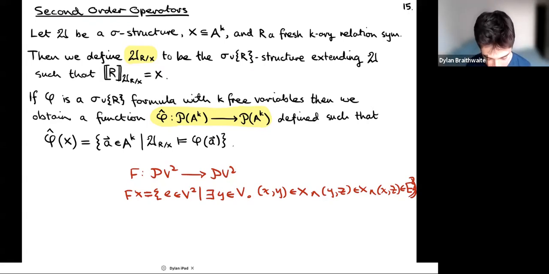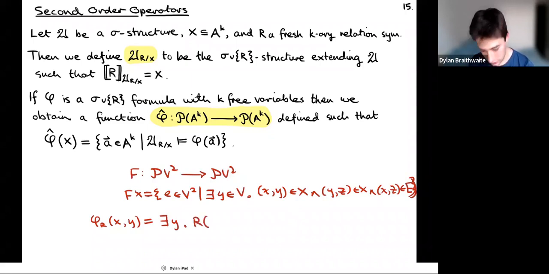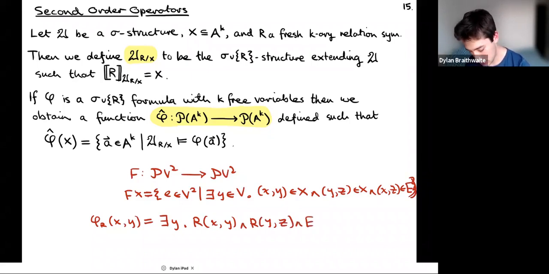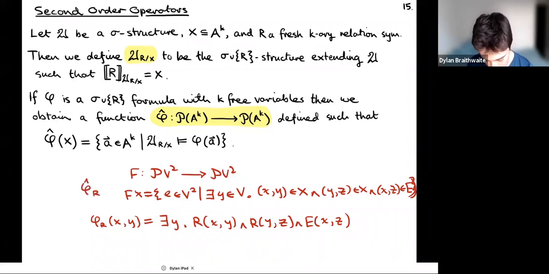And so we can define this in the way presented above as a first order formula with some fresh symbol R, just by the formula: there exists Y such that R X Y, R Y Z and E X Z. And so when you do this, the associated operator through this definition will be equal to this.